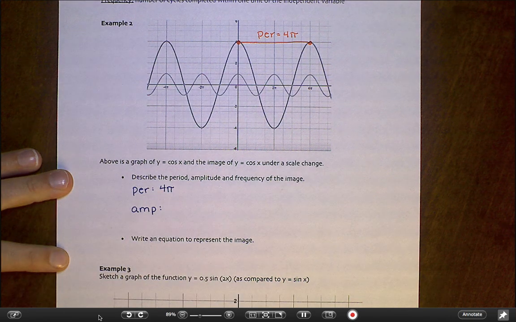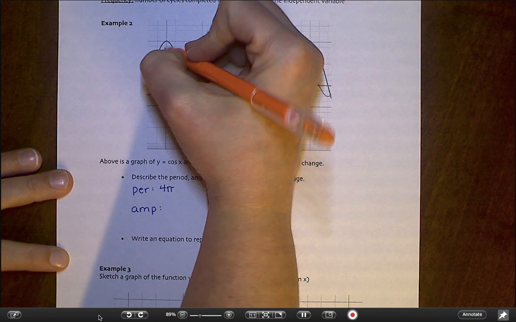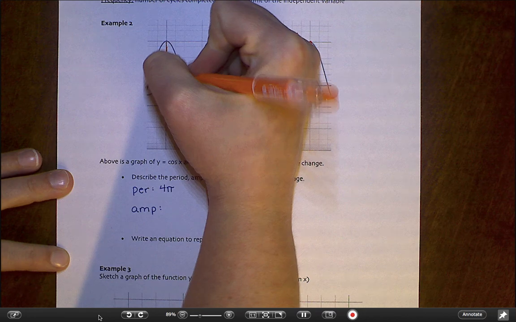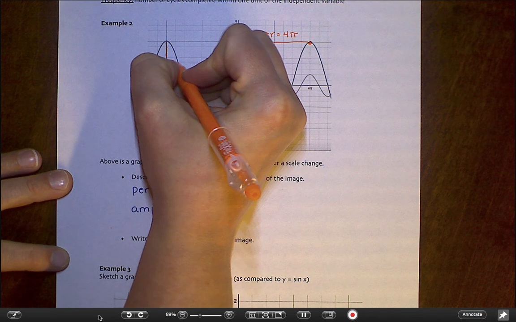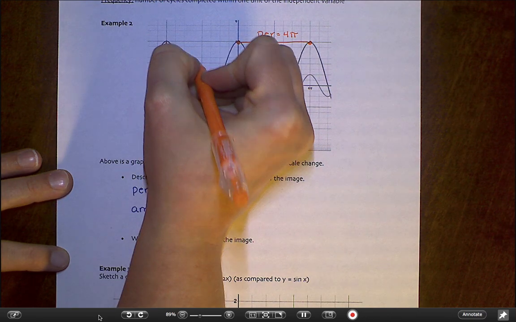My amplitude is the height of these bumps, so how high off the x-axis is this? And this looks like it has a height of 4, so I would say that my amplitude is 4.